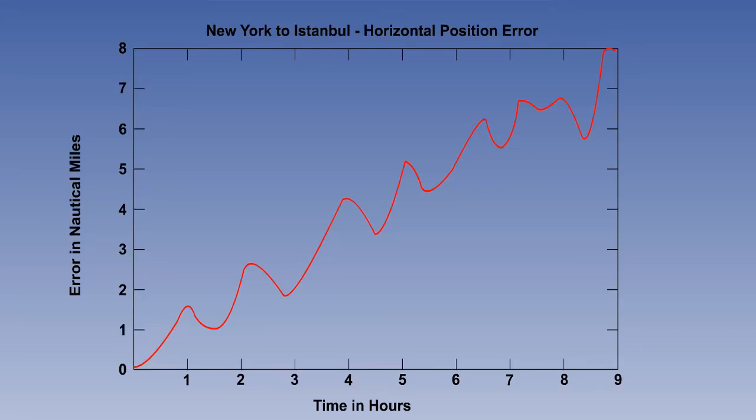Even with these errors, the general accuracy of an INS is good compared with previous systems. This plot shows only an 8-mile error after 9 hours of flight. For a standalone system, this is very good.